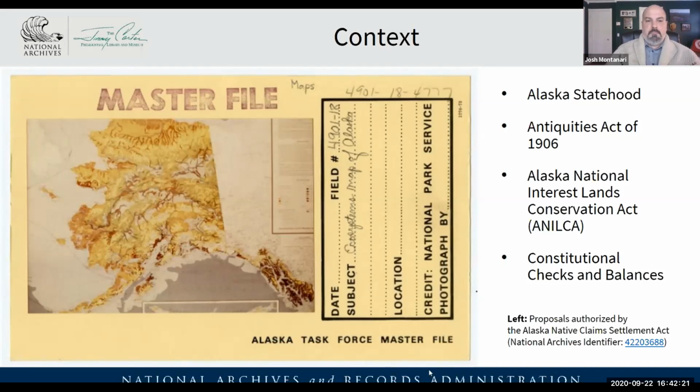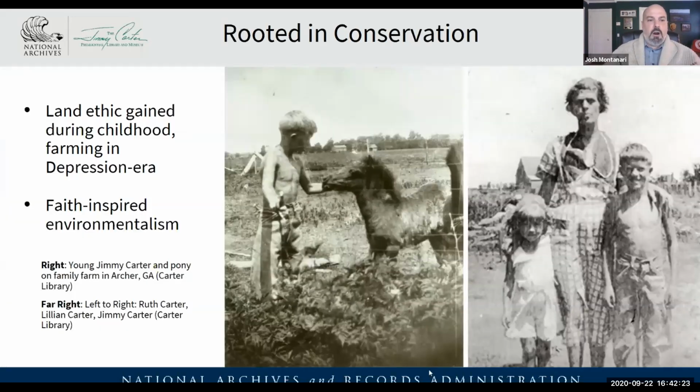Most of the documents I have, if it's a National Archives, you'll see a hyperlink, so you can inspect that a little further. But getting back to Jimmy Carter's roots, he's rooted in conservation himself, a land ethic gained during his childhood. A great book to read, An Hour Before Daylight, about his experiences growing up in Plains, Georgia. And he really develops a faith-based environmentalism to love and obey God, and that includes the creation of the world.